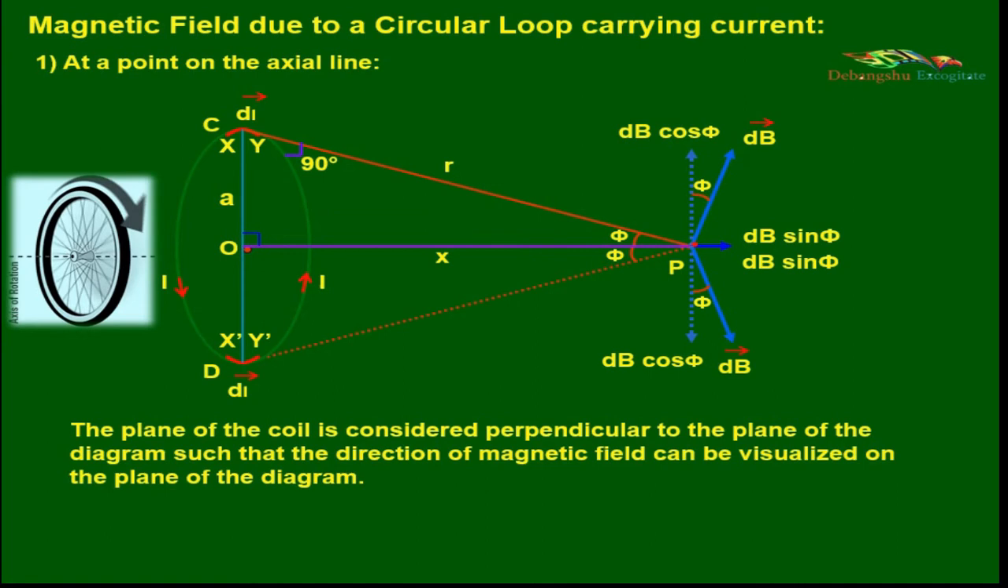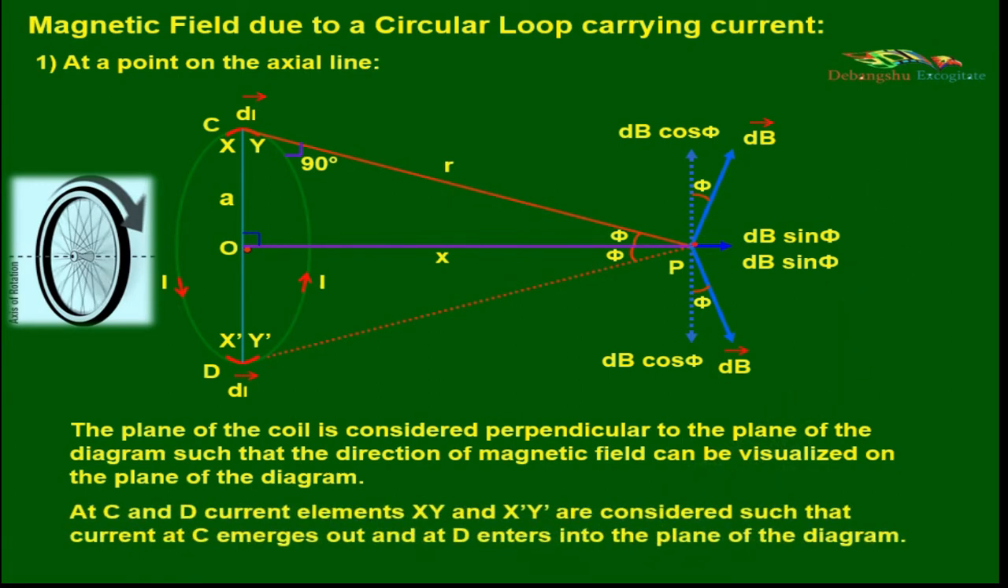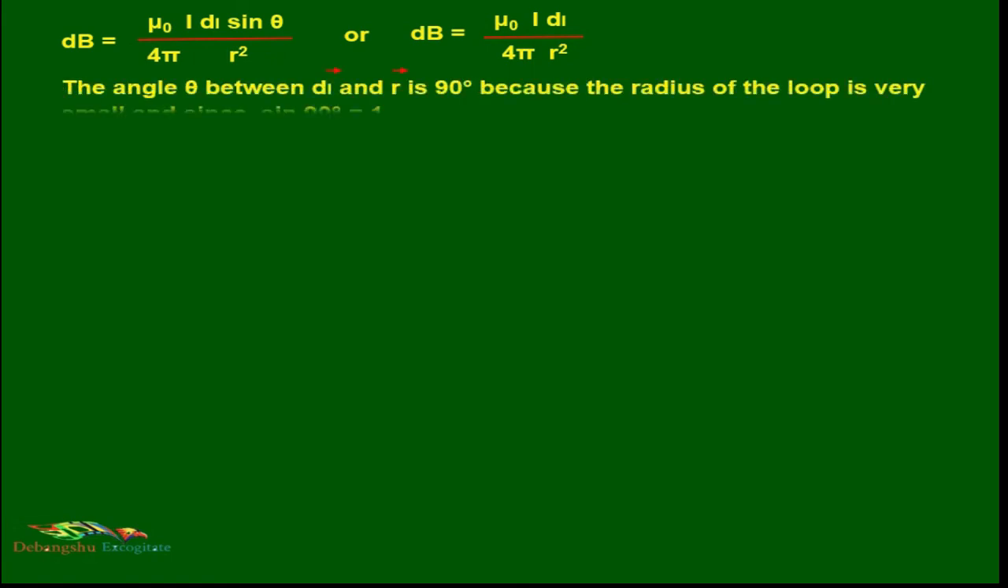The plane coil is considered perpendicular to the plane of the diagram such that the direction of magnetic field can be visualized on the plane of the diagram. At C and D, current elements xy and x'y' are considered such that the current at C emerges out and at D enters into the plane of the diagram. So you can get dB in either case of element C and element D. dB is equal to mu naught by 4 pi I dl sin theta by r square, or dB is equal to mu naught I dl by 4 pi r square.